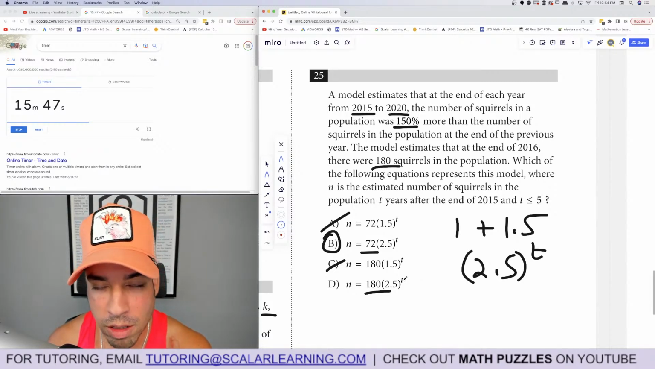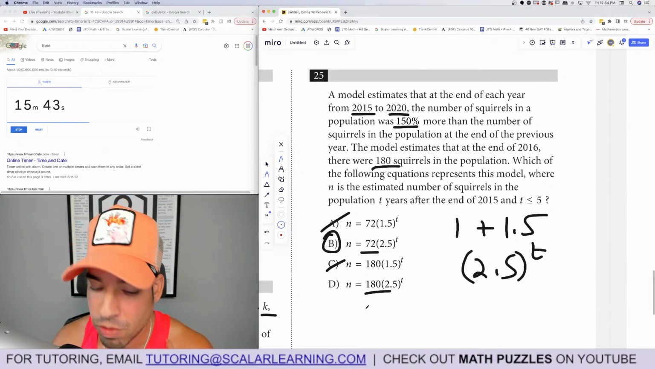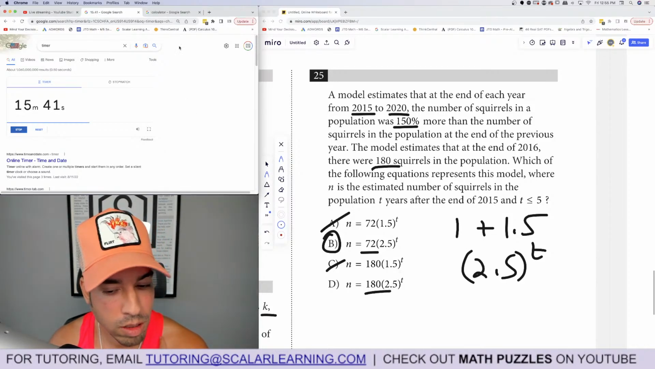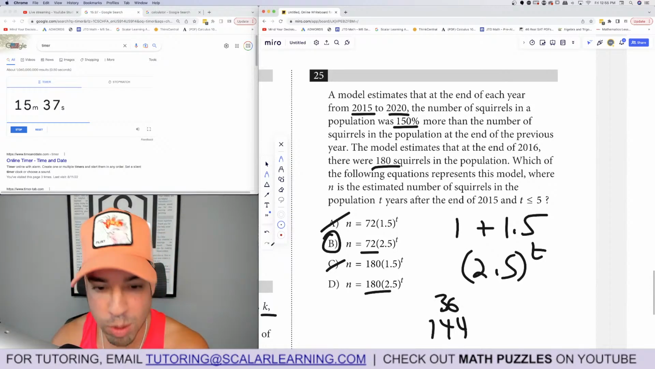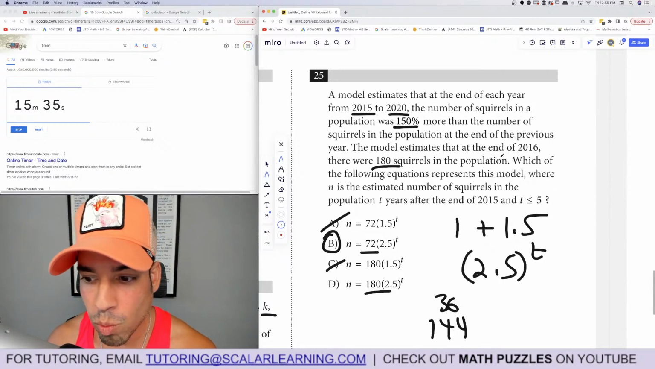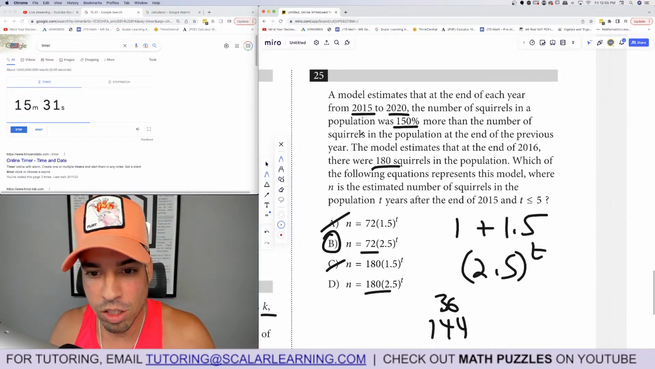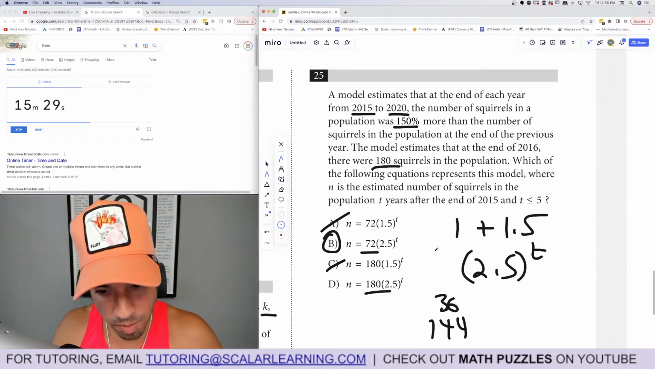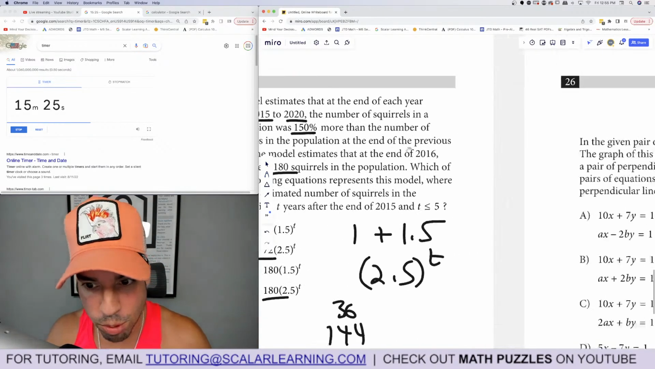If I plug in 1 here, obviously I'm not going to get 180. I'm going to get 2.5 times 180, which is 450. But here, let's see if I can do it in my head. That's 144 plus half 72 is 36. Boom, check it out. So you plug in 1 because that's what represents 2016. 0 represents 2015. And apparently the initial population is 72. Doesn't matter. Boom, done.